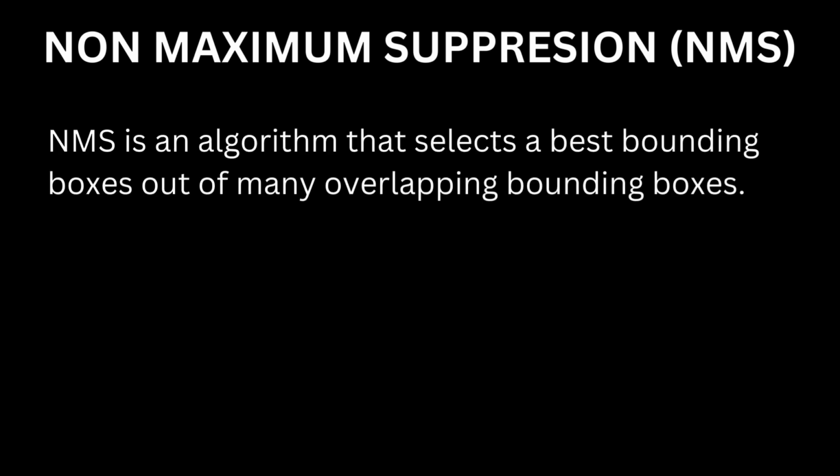Welcome. In this video we are going to implement non-maximum suppression in Python. But before starting, let's have a look at what non-maximum suppression is. In object detection, non-maximum suppression, or in short NMS, is a technique used to select the best bounding box out of multiple predicted overlapping bounding boxes.